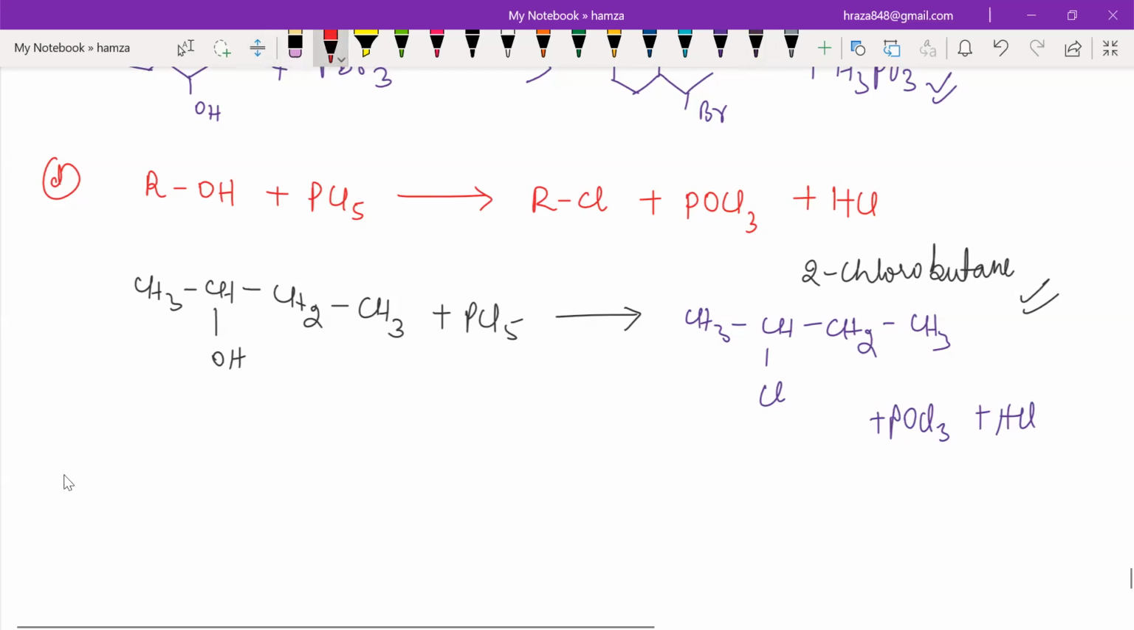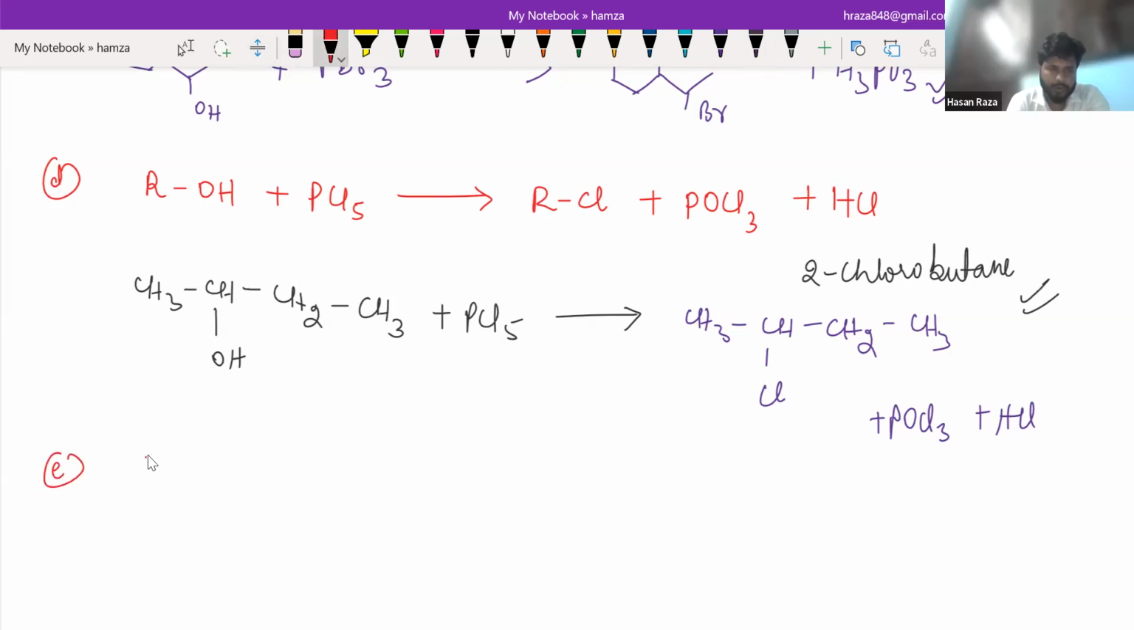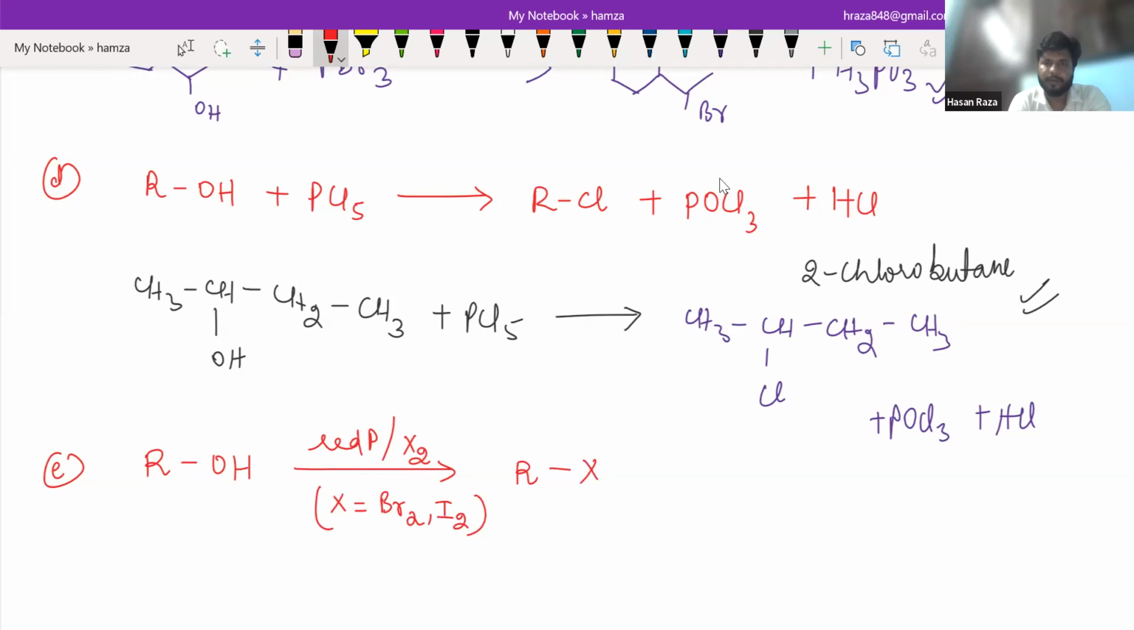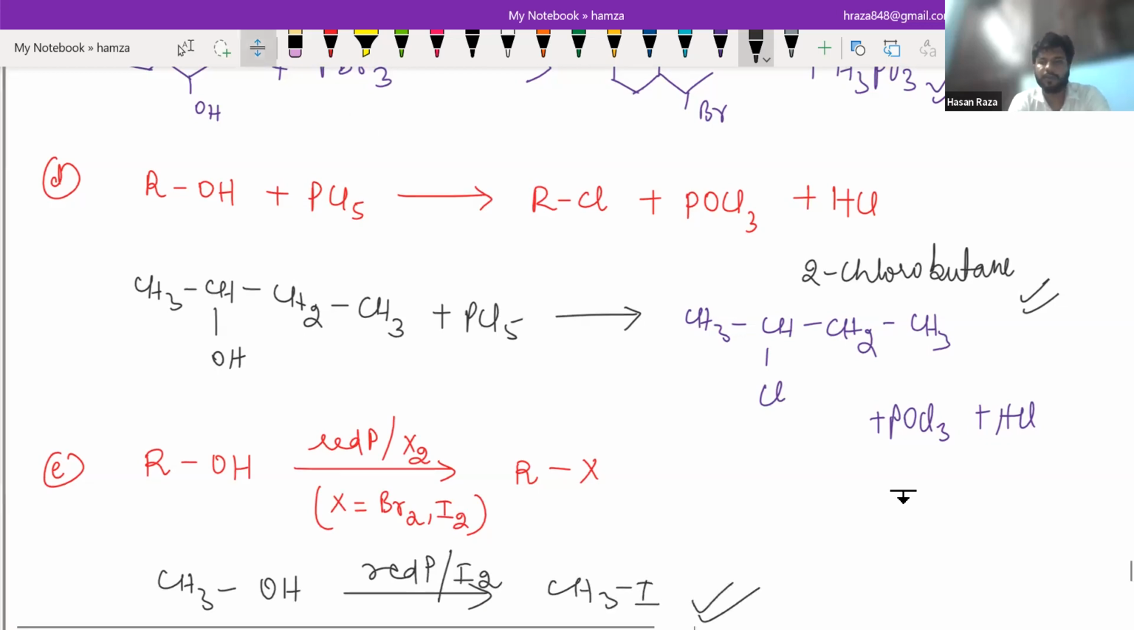Now see, the fifth part is basically ROH reacting with red phosphorus along with X2. This X is only for Br2 and I2. So it will form RX directly. So if there is any question like this, CH3OH and red phosphorus along with I2, what will be the product? CH3I, iodomethane. Please write this.